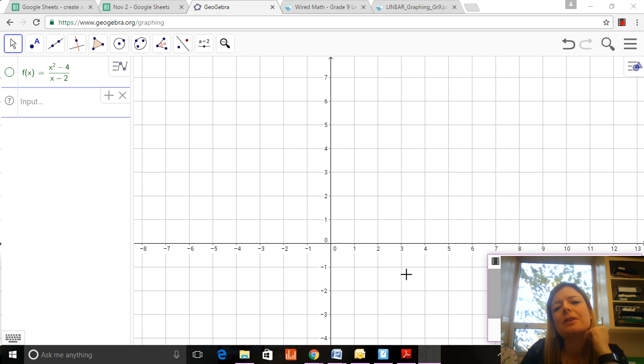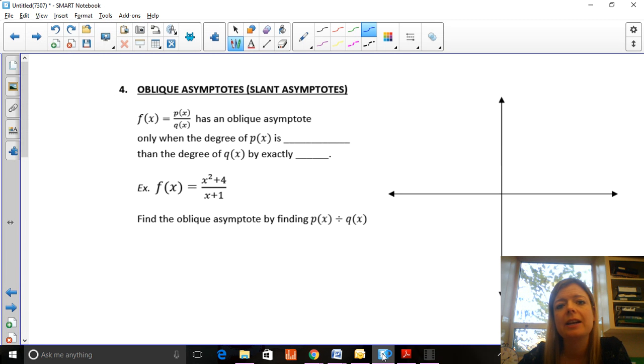Hi class, so today we're just continuing our conversation on discontinuities and rational functions by talking about oblique asymptotes. The lesson won't be as long today, but you're expected to fully understand the other three: vertical asymptotes, infinitesimal holes, and horizontal asymptotes before we get to oblique asymptotes. Make sure you have a full understanding of the last video.